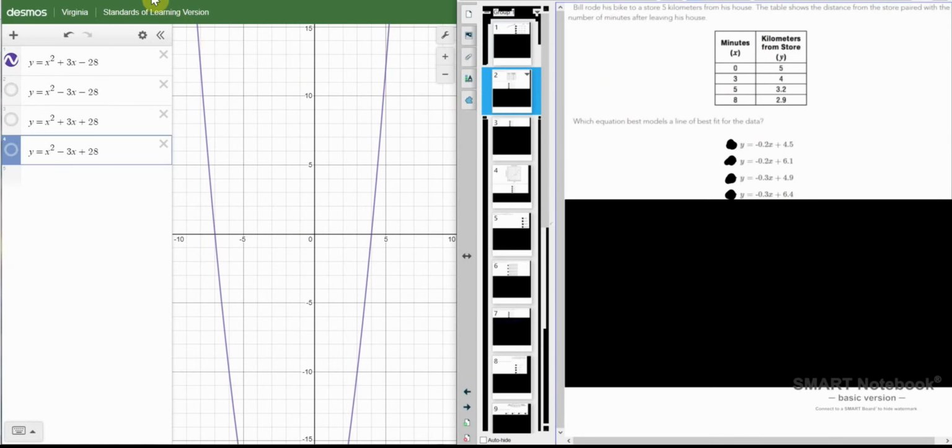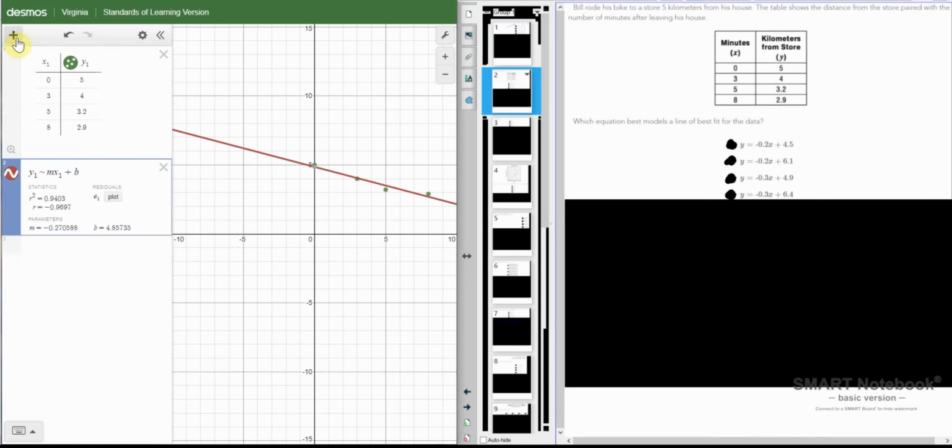All right, next one. To do this one, to enter the table, I click add item and table. I entered all my data in. Okay. So Bill rode his bike to the store 5 kilometers from his house. The table shows the distance from the store paired with the number of minutes. So the number of minutes is x, and the kilometers from the store is y. Which equation best models the line of best fit?